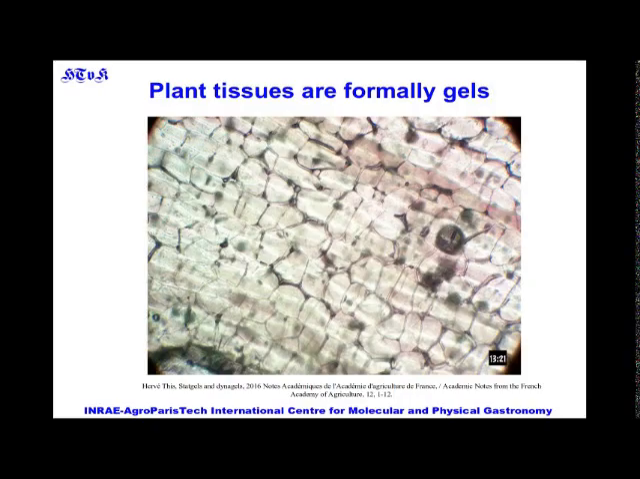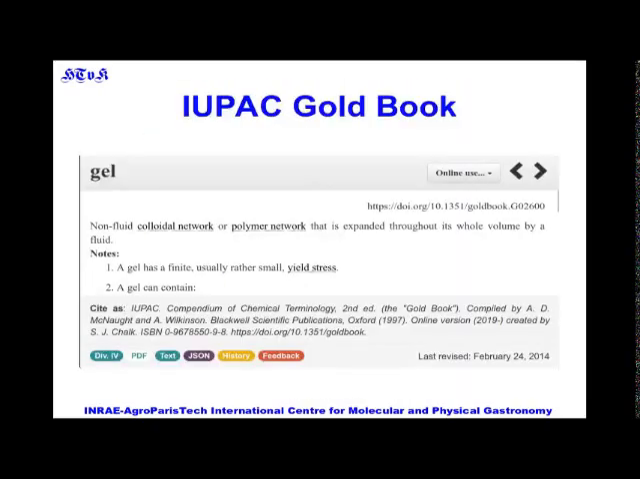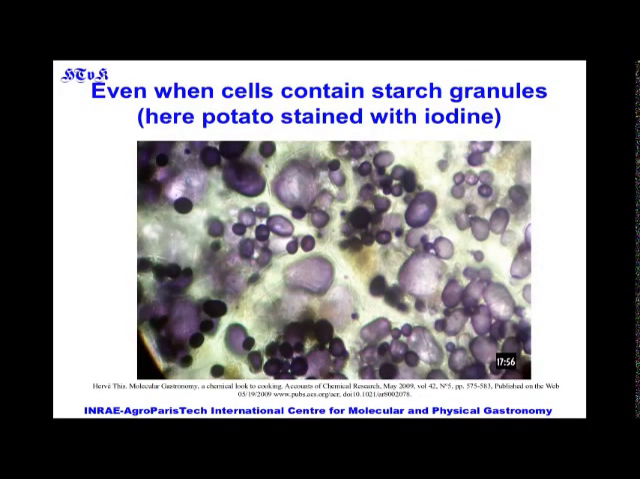This is a gel formally because it is defined by IUPAC as a non-fluid colloidal network that is expanded throughout its whole volume by a fluid. It's exactly what we have seen. Now, sometimes it can be more complex. For example, in this picture of potato, we see the starch granule inside the cell. So, of course, it's a gel, but the gel includes a suspension.